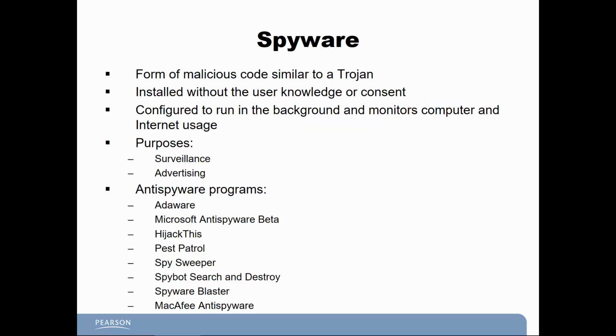Spyware, that's malicious code similar to a Trojan, but it's installed without the user's knowledge or consent, and it's configured to run in the background to monitor. The difference between a Trojan and spyware is monitoring. Its purpose is surveillance and maybe advertisements. Anti-spyware could be things like HijackThis, or Spy Sweeper, or Malwarebytes, or adware blockers, or a few other ones.